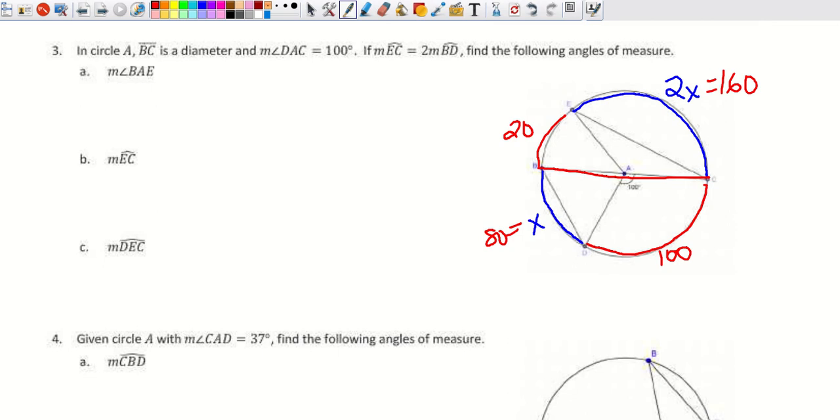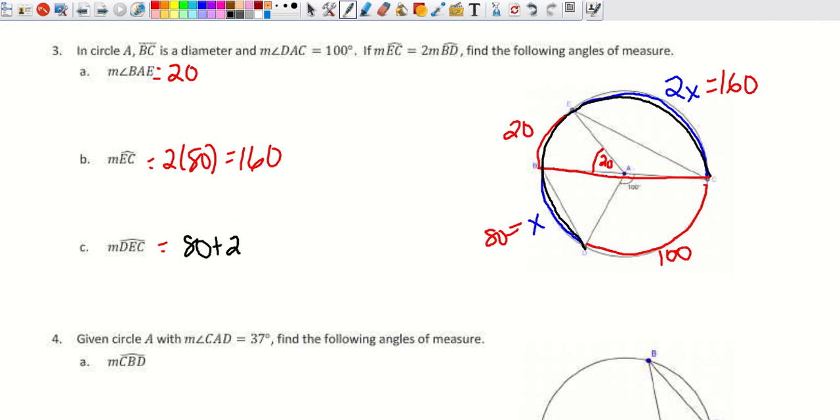So angle BAE is a central angle. It's the same as that arc. So this is 20 degrees, not drawn to scale. Arc EC is that 2x, which we said was 2 times 80, or 160. And arc DEC starts at D, goes all the way around through E and over to C. So this is equal to 80 plus 20 plus 160, which is going to equal 260. And we also could say that it's really just 360 minus this arc, right? It's the rest of the circle, take away that 100.